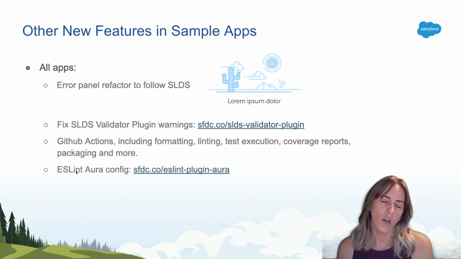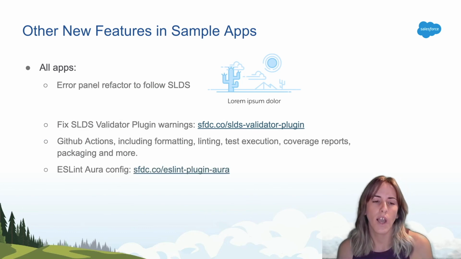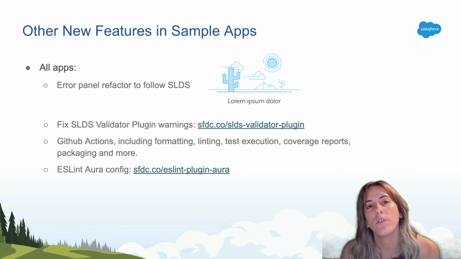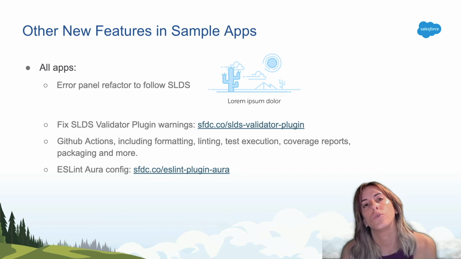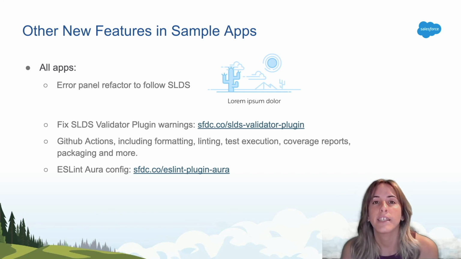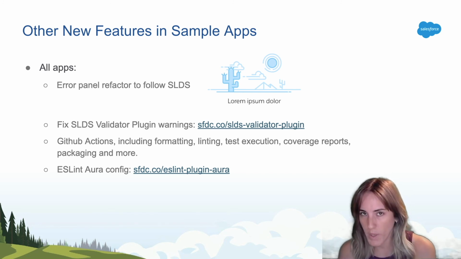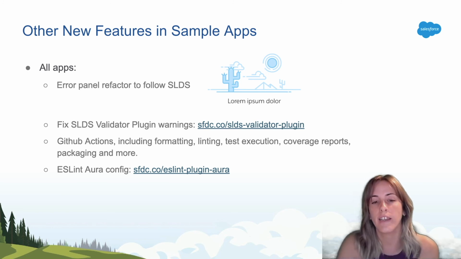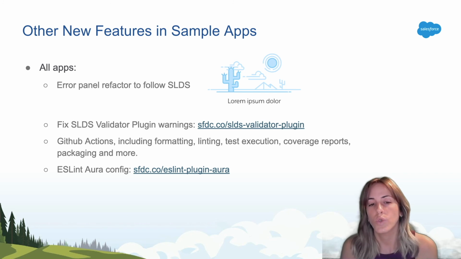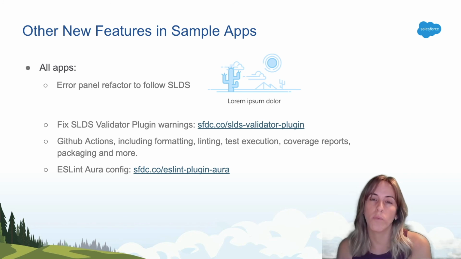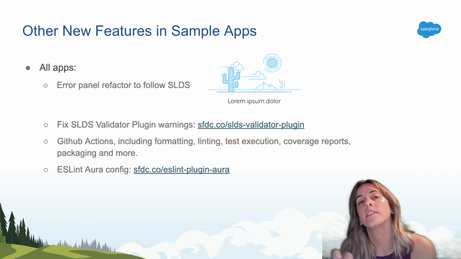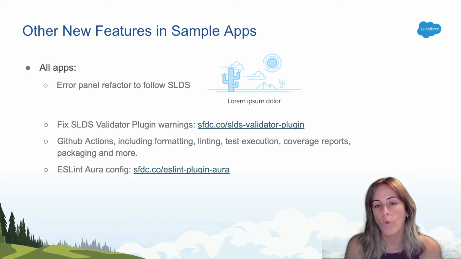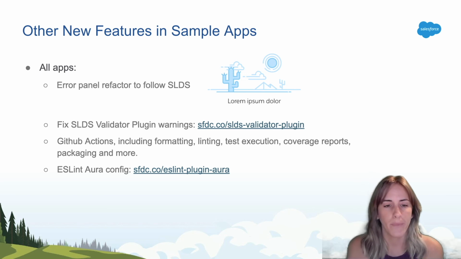Also, one thing that we have included recently is that we have configured our apps to follow the ESLint configuration for Aura components, right? You can take a look at this link here if you want to see how to do that. If you are using Aura components and you want the linter to detect problems with your Aura code or bad practices, right?